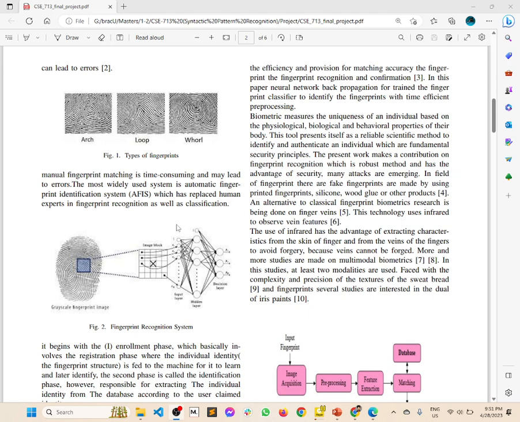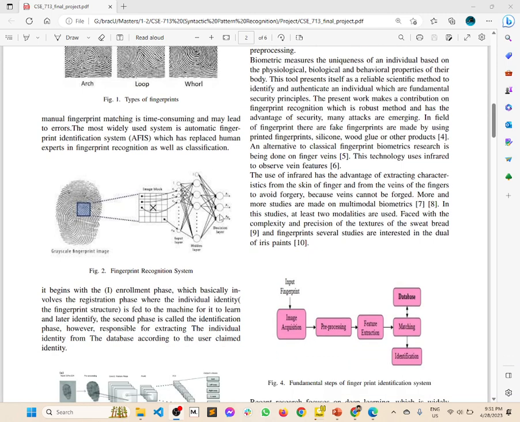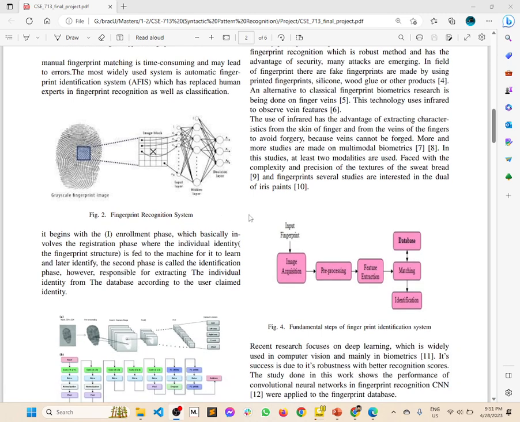Faced with the complexity and precision of the texture of the sweat pores and fingerprints, several studies are interested in the dual of iris and fingerprint. First of all, input fingerprint image acquisition, then pre-processing it, then feature extraction, and then matching against the database and identification. That is the fundamental step of a fingerprint identification system.